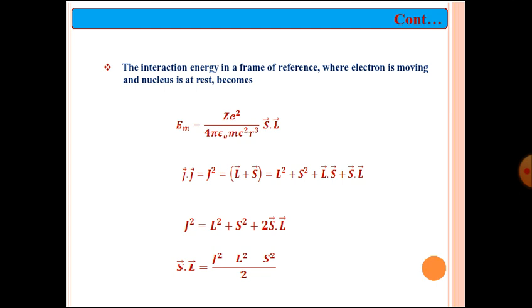The interaction energy in a frame of reference where the electron is moving and the nucleus is at rest becomes E equal to Ze square by 4 pi epsilon naught m c square r cube s vector dot l vector. Next, J vector equal to L vector plus S vector, so J square equal to L square plus S square plus L vector dot S vector plus S vector dot L vector. J square equal to L square plus S square plus 2 S vector dot L vector. So S vector dot L vector equal to J square minus L square minus S square by 2.